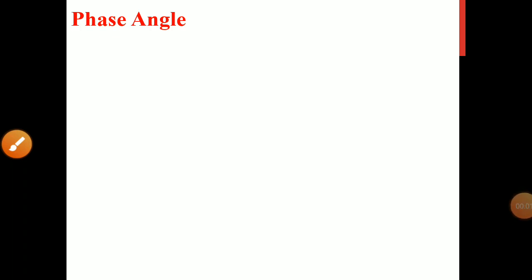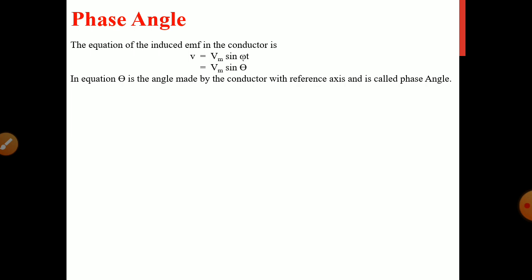Phase angle. The equation of the induced EMF in the conductor is V = Vm sin omega t, or we could write in phasor form as Vm sin theta. Now sin omega t was a sinusoidal quantity where the omega was twice pi f, the sinusoidal frequency.